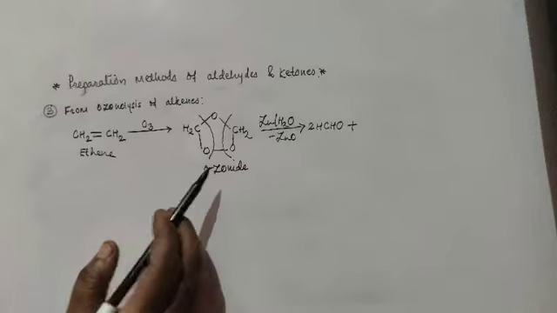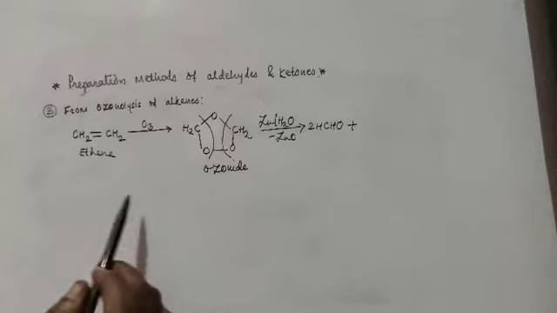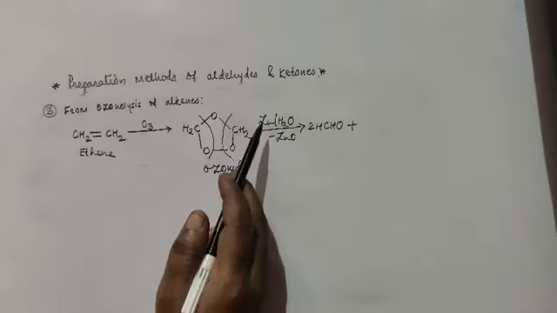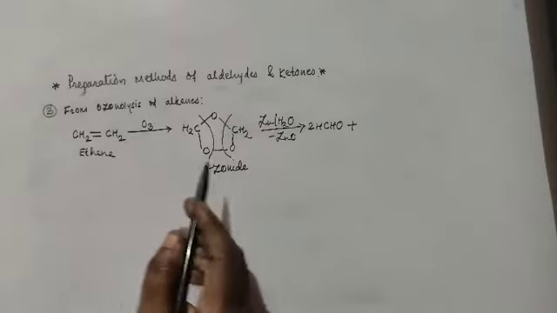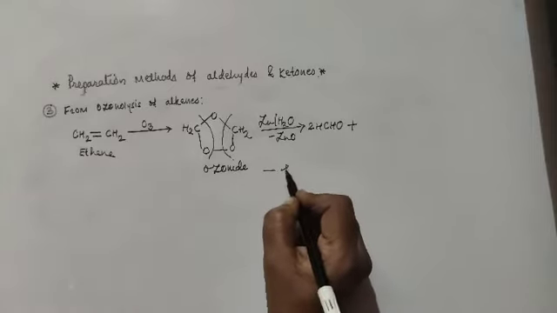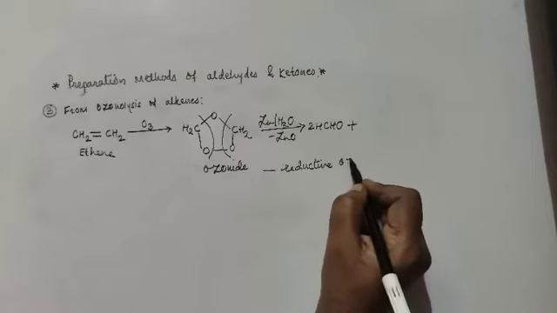So ozonolysis is nothing but addition of ozone to form ozonoid, which on hydrolysis with zinc and water gives the final product, either aldehyde or ketone. In this reaction, first there is addition of ozone, that is ozonolysis, and in the second step there is a reduction, removal of oxygen, so reduction takes place. So this is called reductive ozonolysis.